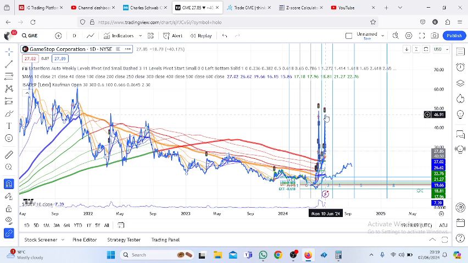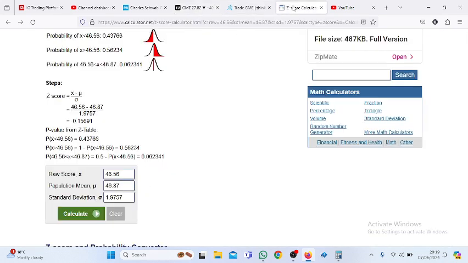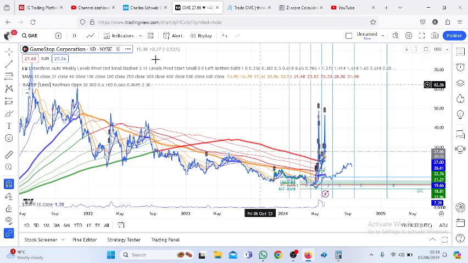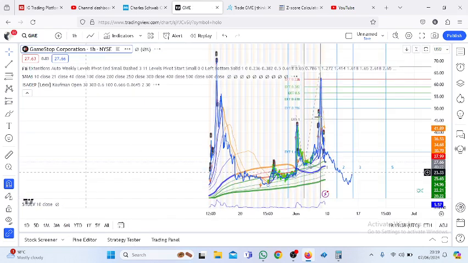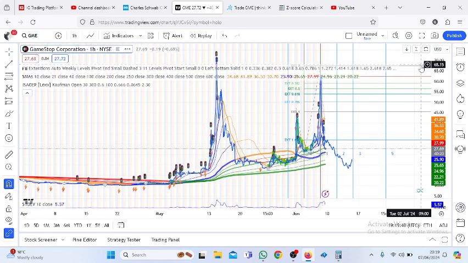So the probability that it can get back to that sort of level, for the probability of it getting to that price of 6.56, is 56.234%. That's the probability that it can surpass that rejection for 6.56. Interestingly enough, on this hourly chart, there are Fibonacci projections here that are really fascinating.